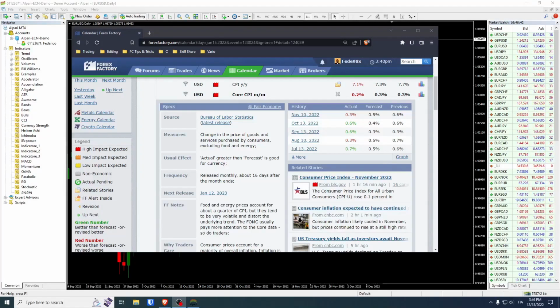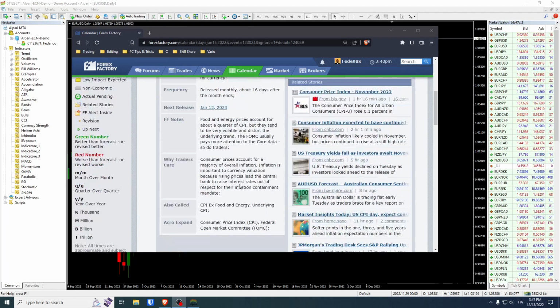Hello, now I'm going to show you the second news that I trade, and that is the core CPI. What does the core CPI measure? It measures the change in the price of goods and services purchased by consumers, excluding food and energy. Actual greater than forecast is good for the currency, and of course the opposite is bad for the currency. It's released monthly, about 16 days after the month ends. It's also called the CPI ex food and energy, or underlying CPI.